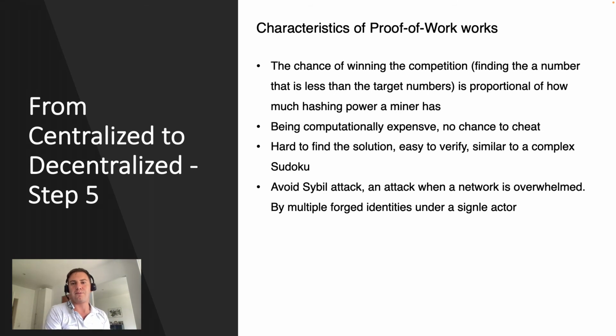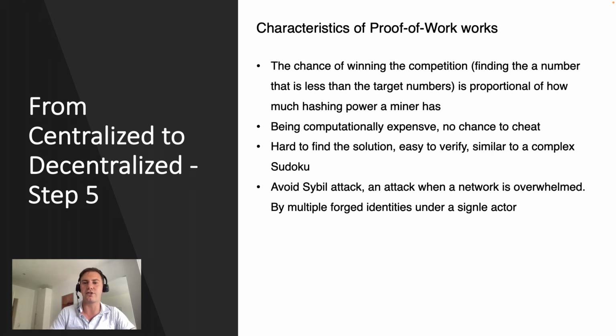Let's see some characteristics of proof of work, or the mining process. At first, the chance of winning the competition, finding a hash number that is less than the target number, is proportional to how much hashing power a miner has. If you have one PC, you can try, let's say, 15 times per second, just as an example. If you have three PCs, then it will be 45 times per second. But these machines can also be very effective and try many, many times per second.